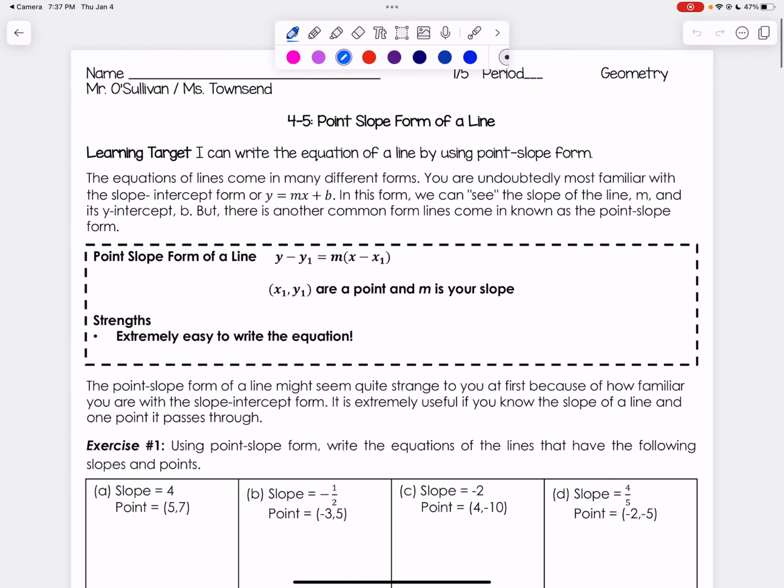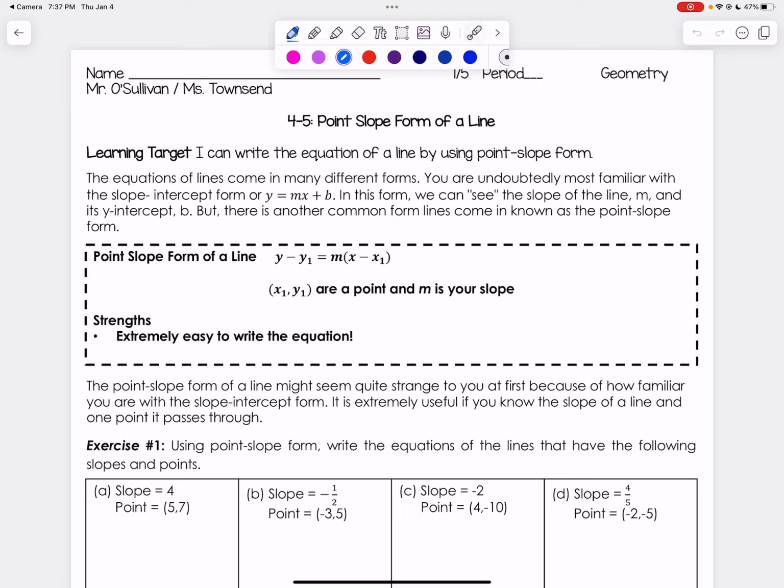So today's learning target is I can write the equation of a line by using point slope form. This is brand new. We did not cover this in Algebra 1. It's a little confusing at first, but once you get the hang of it, it's actually pretty easy.